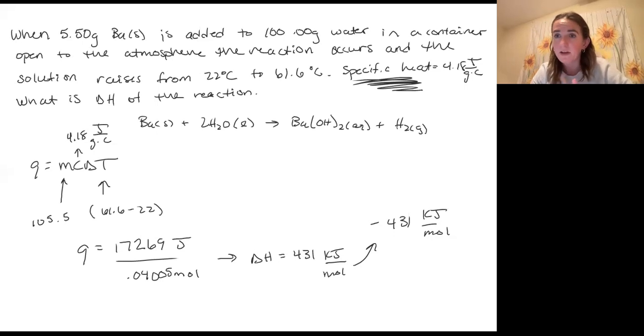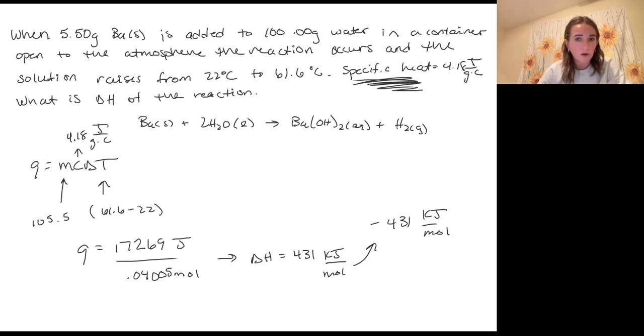So for it to be positive, your surroundings would have to decrease in temperature, because that means that your reaction that was occurring had to require heat. So it was requiring heat from its surroundings to allow the system to go through. So it would be taking heat from the surroundings to use in the system. Here, our system is emitting heat. So the delta H of the reaction is negative. If our temperature went from 61.6 to 22, then that would be a positive delta H.